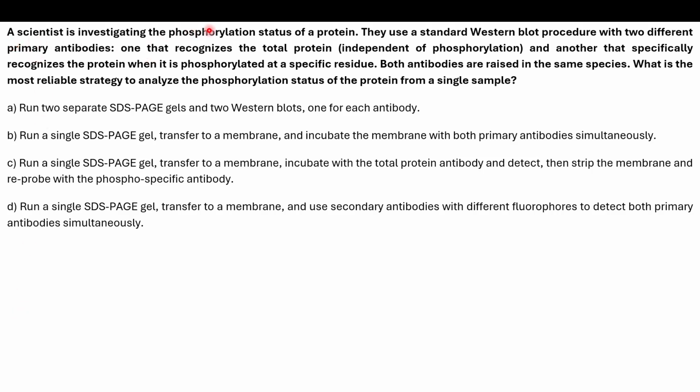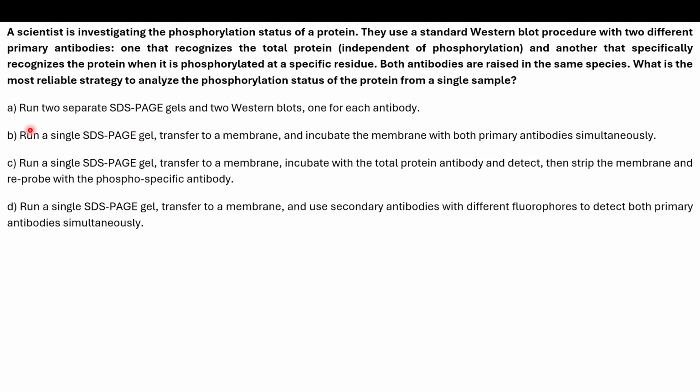A scientist is investigating the phosphorylation status of a protein. So they use a standard Western blot procedure with two different primary antibodies. One antibody recognizes the total protein independent of the phosphorylation status, and another antibody specifically recognizes the protein when it is phosphorylated at a specific residue. Both antibodies are raised in the same species. What is the most reliable strategy to analyze the phosphorylation status of the protein from a single sample?